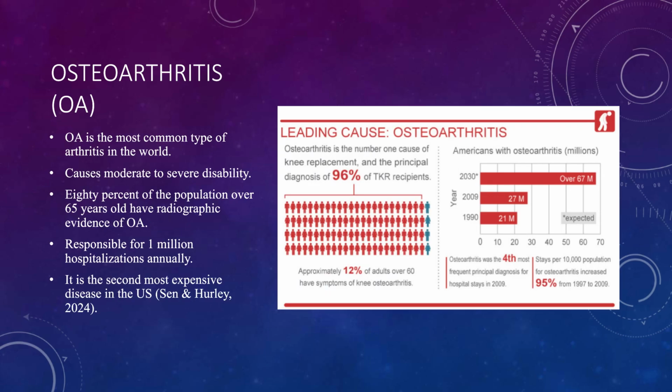Let's get into it. Osteoarthritis is the most common type of arthritis worldwide. It can cause moderate to severe disability, which makes it the 11th most debilitating disease worldwide. In the U.S., 80% of the population over 65 years old have radiographic evidence of OA. However, only 60% are symptomatic. On average, there's around 1 million hospitalizations of OA yearly, and it is the second most expensive disease in the United States, costing us a total of $15 billion so far.